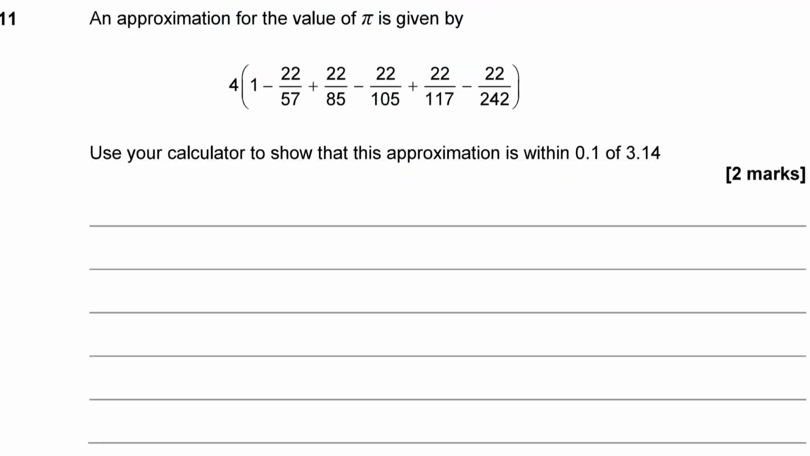Question 11. Now an approximation for the value of pi is given by this kind of strange formula here. 4 lots of 1 minus 22 over 57 plus 22 over 85 minus 22 over 105, etc., etc. Use your calculator to show that this approximation is within 0.1 of 3.14. So basically we've just got to type that into the calculator and see what we get. Okay, let's do that then.